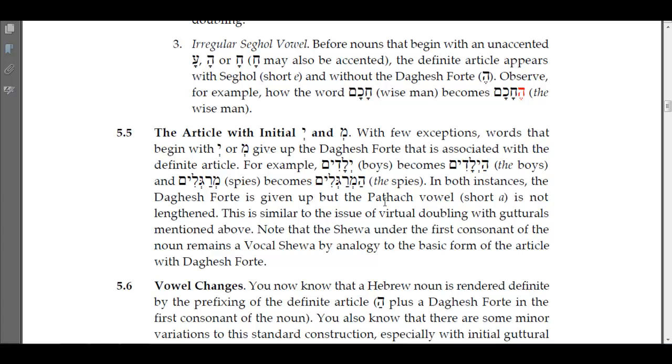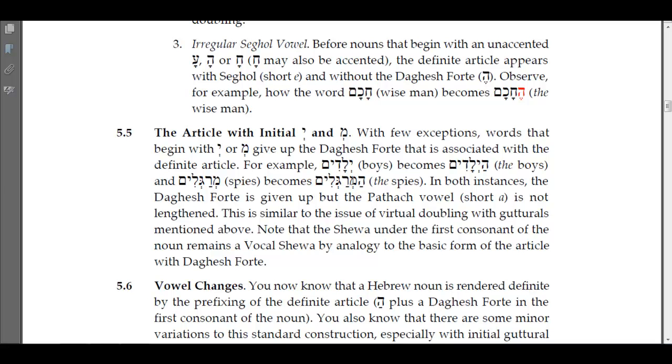And so in both instances, the dagesh forte is given up, but the patach vowel, the short a, remains, and it's not lengthened. So this is similar to what we call virtual doubling with the gutturals mentioned above. Note that the shva under the first consonant of the noun remains a vocal shva by analogy to the basic form of the article with the dagesh forte. So it does remain vocal. We've learned that normally when a patach is there, this is non-vocal, but because a definite article is attached to it, it's like it doubles it. It allows that shva to be vocal here.